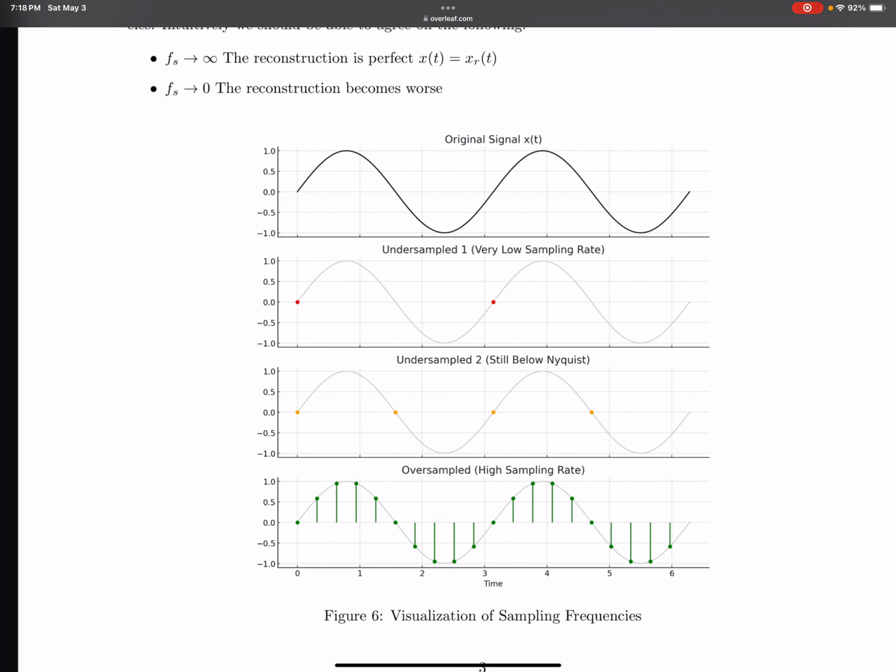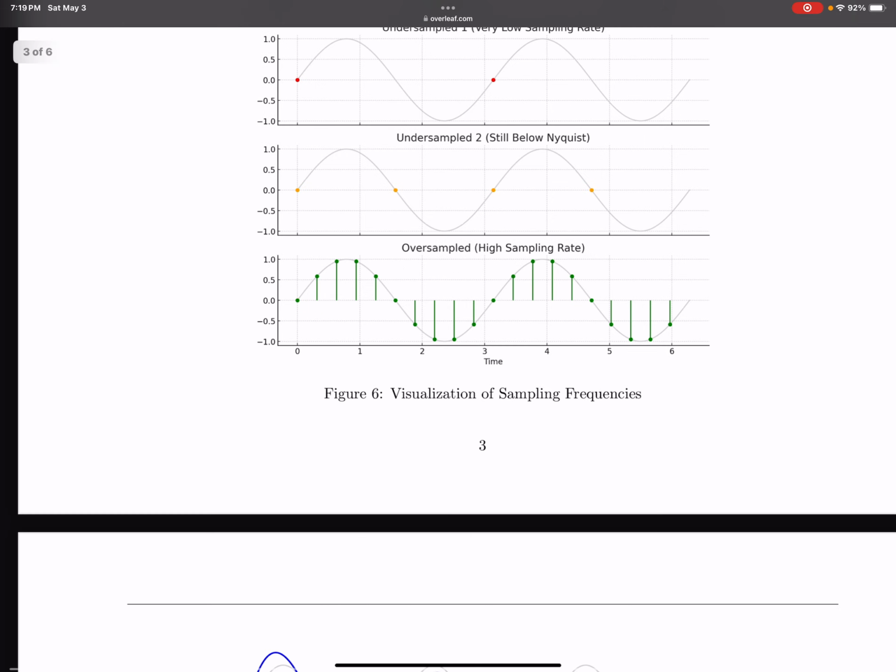And the one below is a little bit better, right? We have more points. We have double the frequency, yet it still is a really poor representation of the signal. And then the figure on the bottom is this oversampled regime, or this high sampling rate, where we can see that we have a lot of points and it's able to get a pretty accurate recreation of our original signal. So let's talk about how this nuanced frequency is.